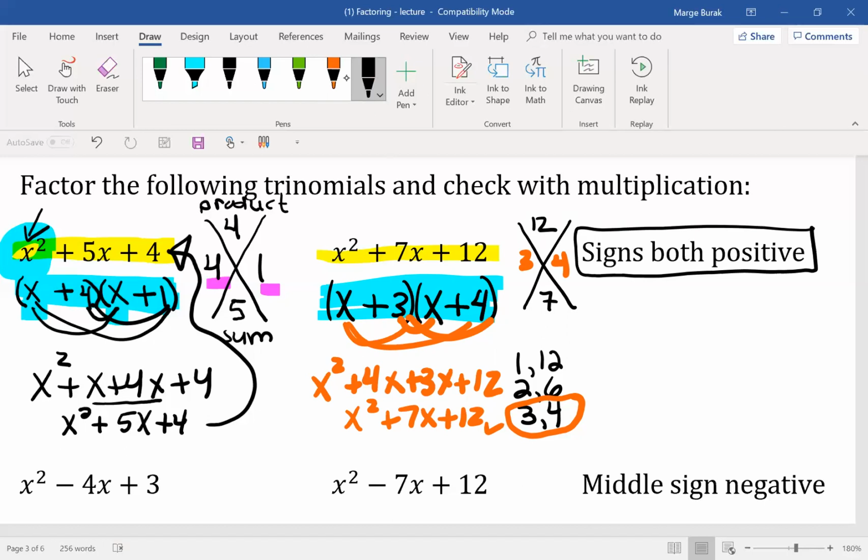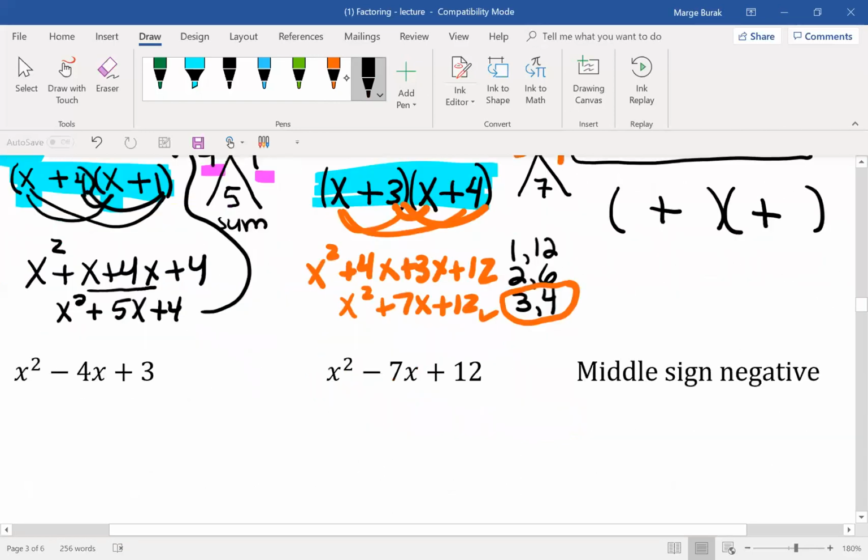So here's the summary for this. If the signs are both positive, then so will the signs in the factors. So when you factor, you will also have two positives. We're going to do a few of these so you'll get the hang of it.